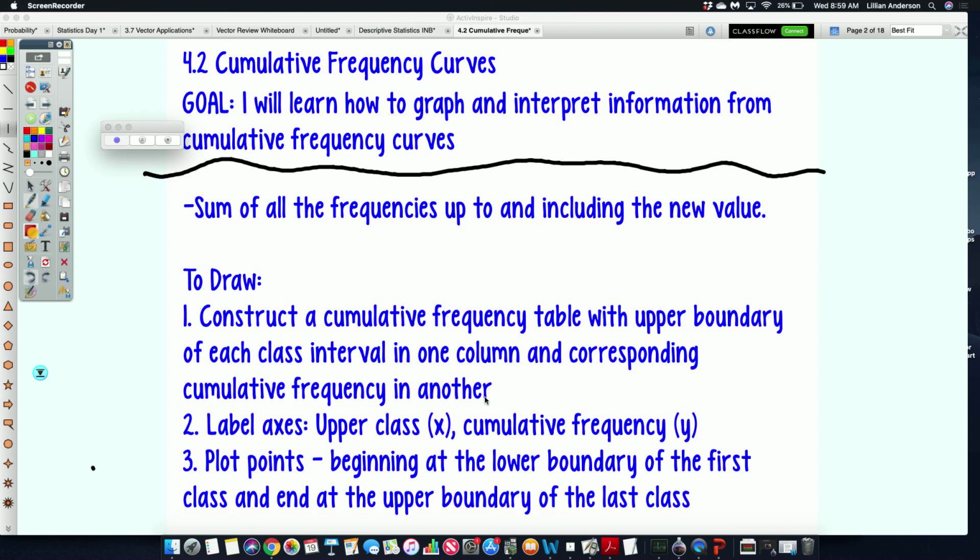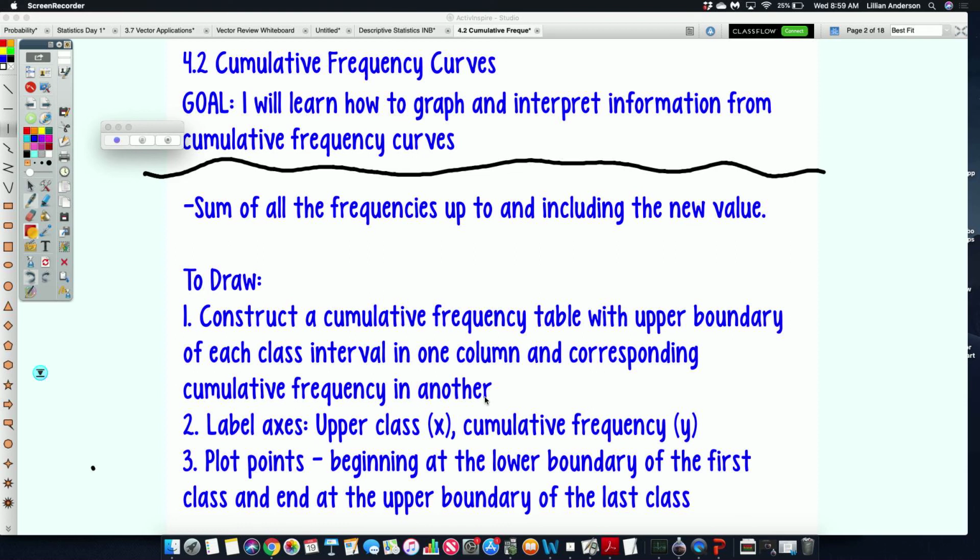Number 2 talks about cumulative frequency curves. It's another way to interpret the data that you collect. So you guys are going to learn how to graph and pull out different pieces of information from cumulative frequency curves. Please make sure you get down the goal.